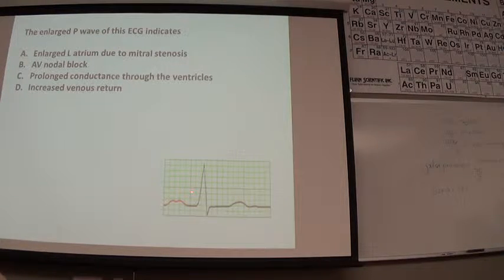So the enlarged P wave shown here in red would be due to which of the following? The P wave occurs because of atrial depolarization. So the enlarged P wave, a large left atrium, takes longer for the wave of depolarization to pass through the atria. So our P wave becomes enlarged because that's a factor of time.